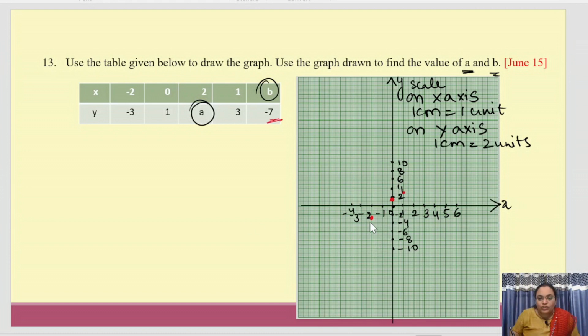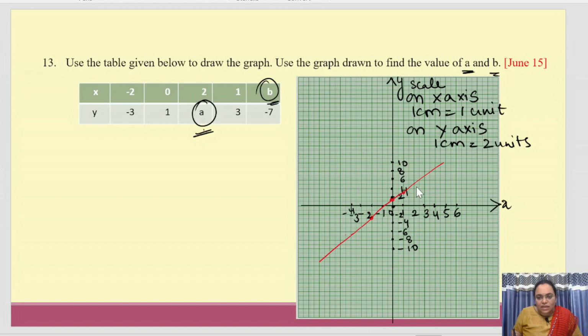Okay, so let us join these points. We have joined these points without plotting a and b because we need to find a and b. Now, see here. First, let us find the value of a. Here, x is equal to 2. We need to find the value of a.